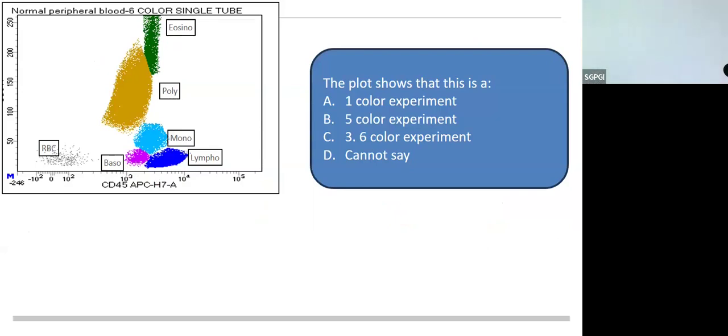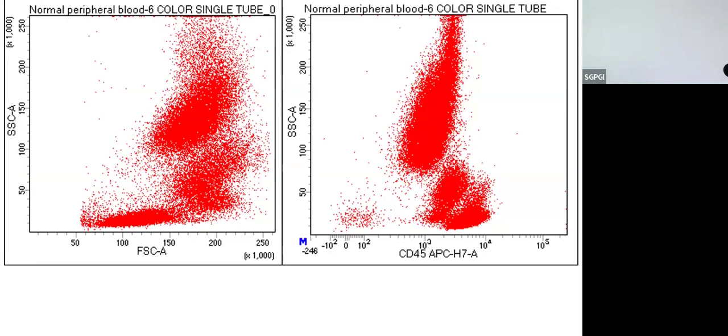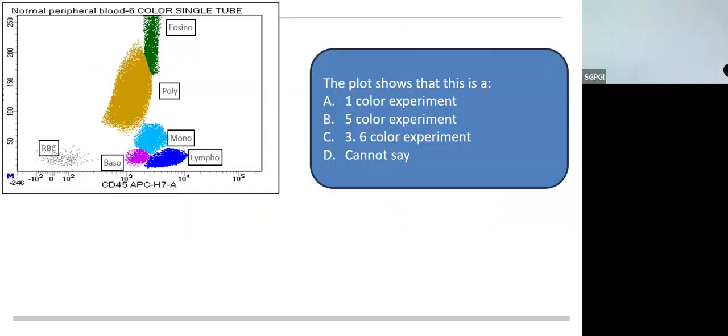So now a question or a quiz. I showed you this plot. Fine. Now, this is a different experiment looking similar. If I ask you how many color experiment this plot had, so in flow cytometry, you say that I have a 3 laser 12 color experiment. Fine. So the question is, the plot shows that this is a 1 color experiment, 2 color experiment, 3 color experiment, what color experiment?